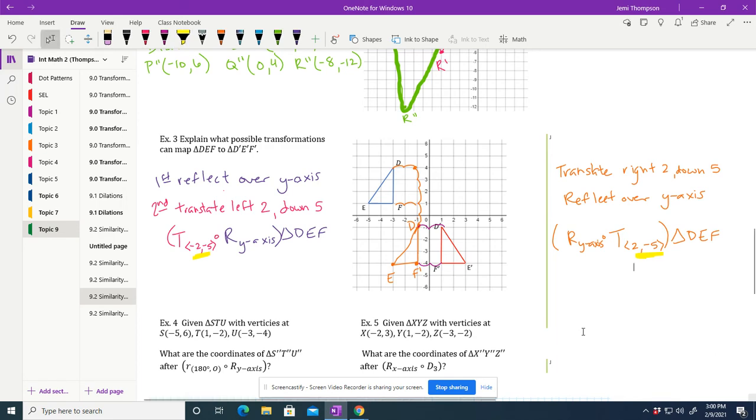Okay. You could also come up with a whole bunch of other things, right? You could rotate it one way and rotate it another way and slide it back and flip it and dilate it and make it smaller, which is all unnecessary, but you could do 10 things and still get to triangle D prime, E prime, F prime.